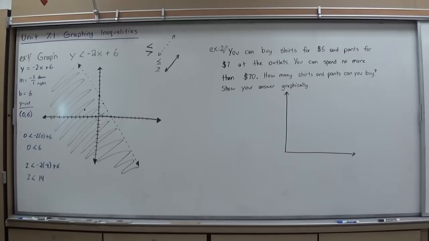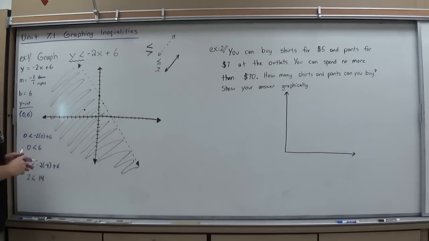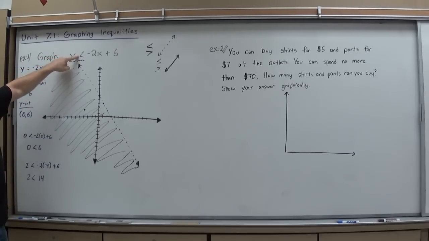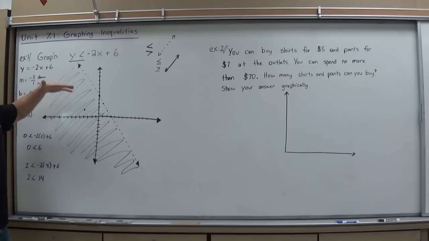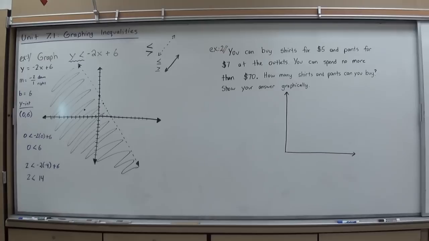Another way to tell where to shade, when they're in slope-intercept form like this, is by reading the first part of it. As long as y is positive, you can do this shortcut. It says y is less than, and less than would usually be lower numbers, so it would be below. So I shade below that line. Okay, so I can speed it up sometimes.